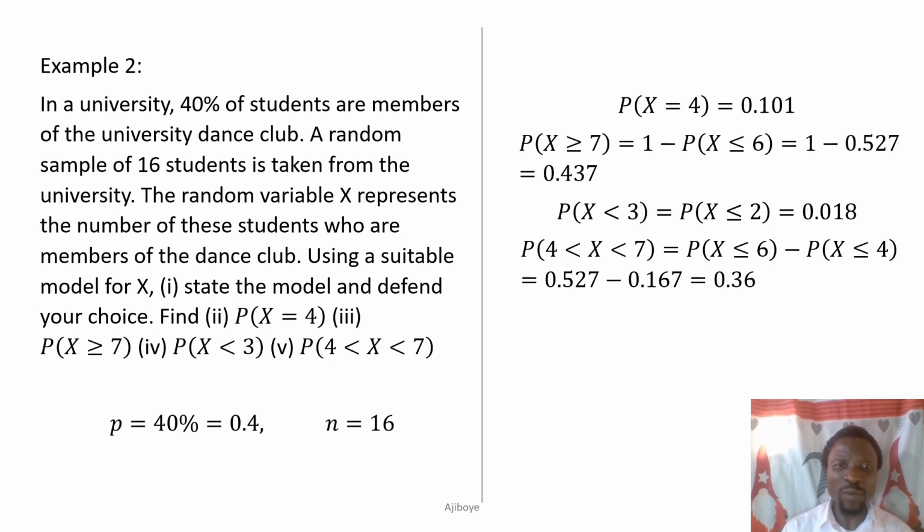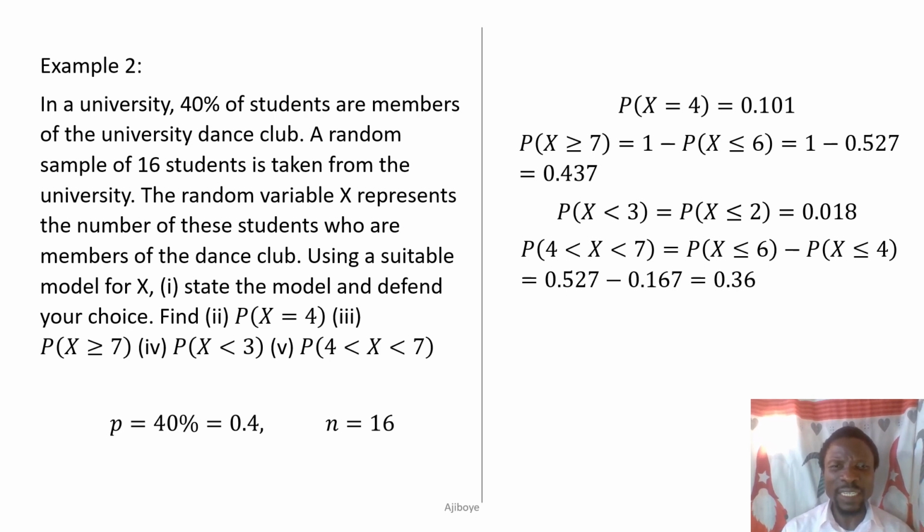And why is it binomial? Because we are doing a number of students, right? So it's a repeated Bernoulli distribution. And from the question, we'll see that 40% of the students, meaning 0.4 of the entire population of the students, are members of the dance club, right? Which implies that P, the probability of success, is equal to 0.4. Our n therefore is equal to 16.